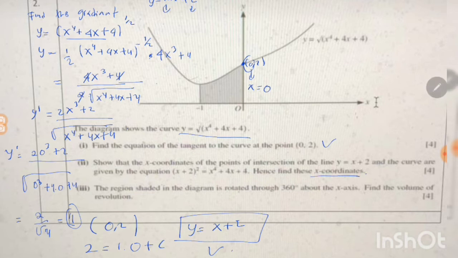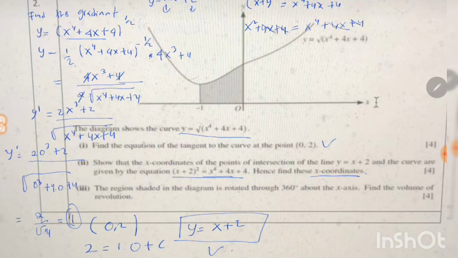So to find the coordinate of x, it means we have this equal to that one, right? To find the coordinate of x, we have (x + 2)² equals x⁴ + 4x + 4. And then here you have x² + 4x + 4 equals x⁴ + 4x + 4, right?